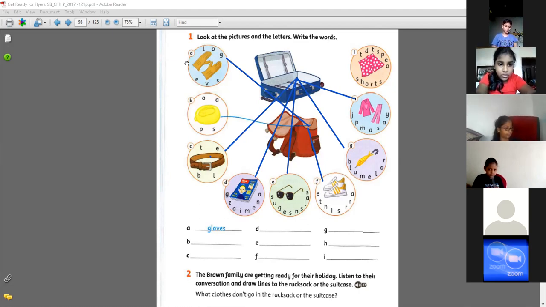Listening 37. The Brown family are getting ready for their holiday. Let's do it from the beginning, then you can understand. Or the suitcase.